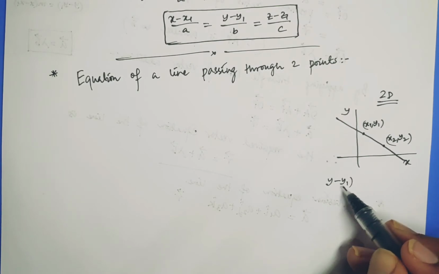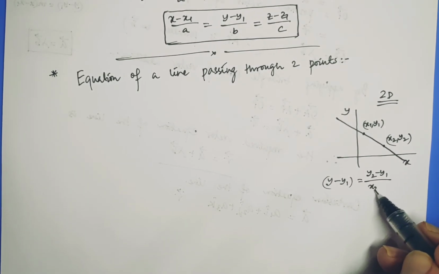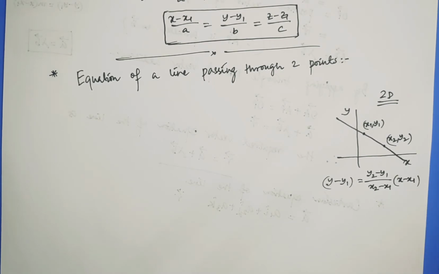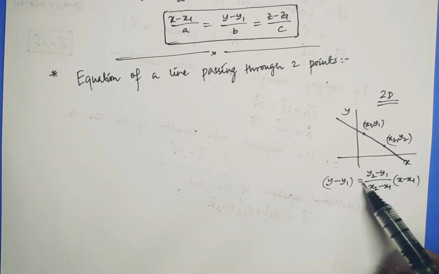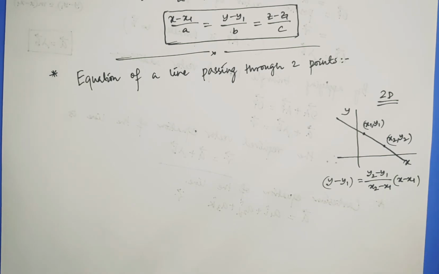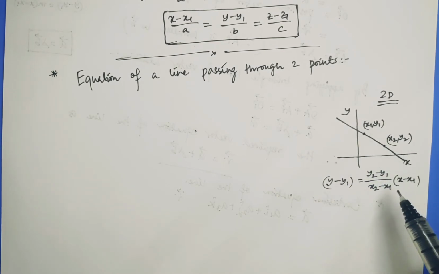Now the equation of a line passing through 2 points was what? y minus y1 is equal to (y2 minus y1) divided by (x2 minus x1), and this one will be x minus x1. This one was the equation of the line, right? But you see, it's the same as that previous one, that point slope form. You see, y2 minus y1 divided by x2 minus x1, it is the slope, right? Previously the slope was given, but in here the slope is not given, so we had to find the slope with the help of the 2 points.